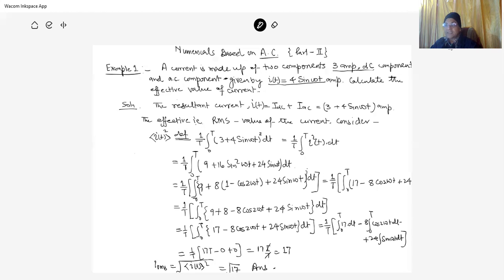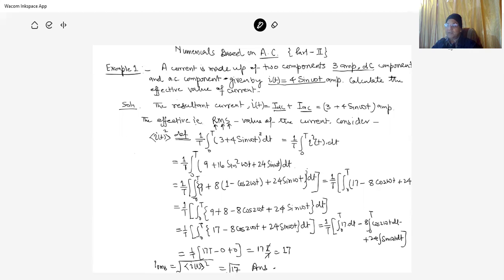The resultant current is the sum of the DC component and the AC component, so we have 3 plus 4 sine omega t ampere. For the effective, that is RMS, root mean square value of the current in the circuit, first we square the current, then take the mean, and finally take the root. So the RMS value involves the square and the mean.